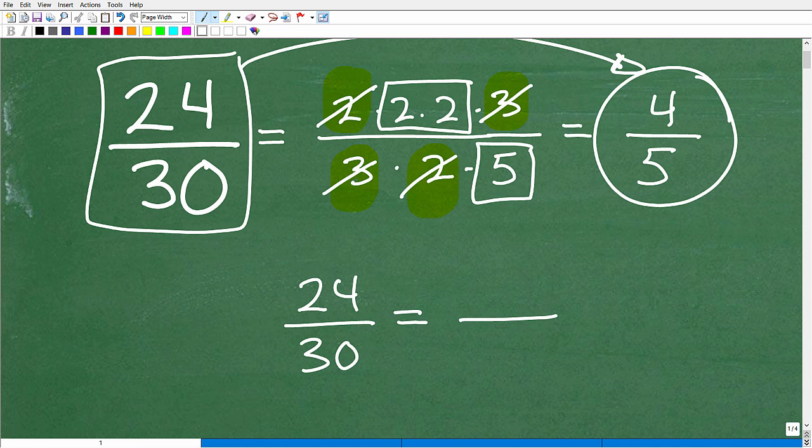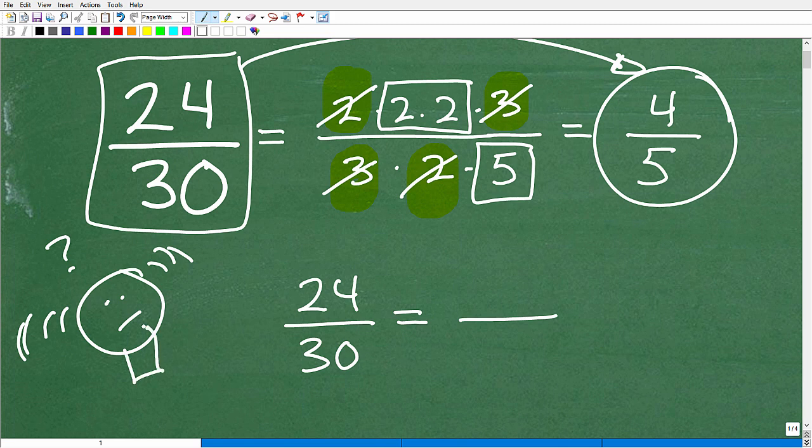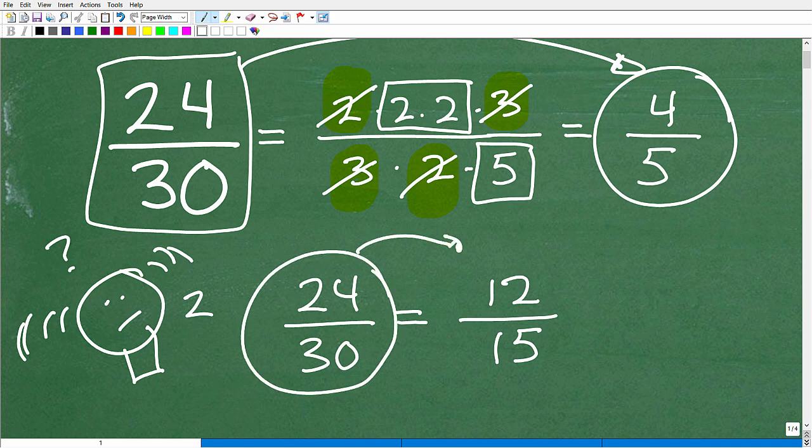So what do you think to yourself? Let's just draw a picture of ourselves thinking. Let's say I'm thinking here. And we're sending out these brain signals, okay? Like, what number goes into both 24 and 30? Does 2 go into both 24 and 30? You're like, yeah, 2 goes into both 24 and 30, so I can say, 24 divided by 2, I'm using my little brain power, is 12, and then 30 divided by 2 is 15, okay? So we go from here to here.